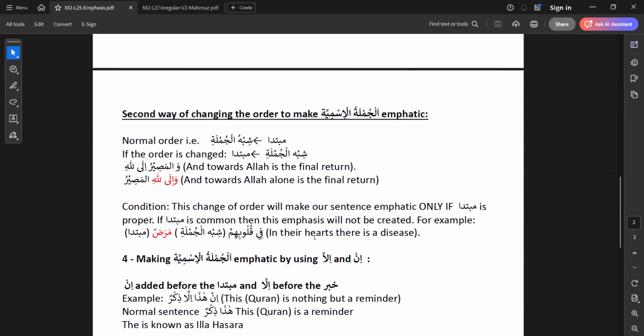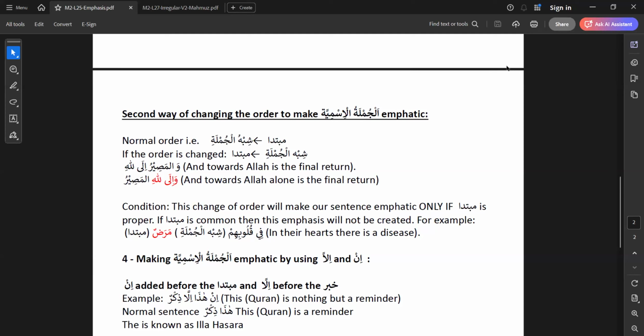The second way is by changing the order. We've got another example. First, how it normally looks is we start with the mubtada, then a shibu jumla. Remind us what a shibu jumla is. Jar majroor or zarf are called shibu jumla. And when we say shibu jumla, what does it mean? It's a fragment phrase.